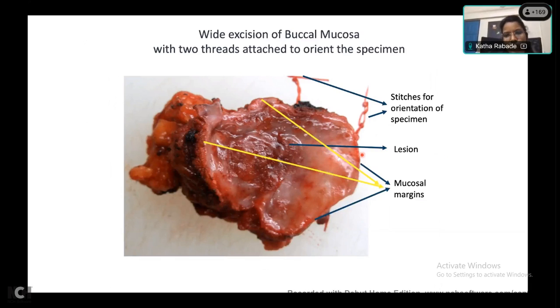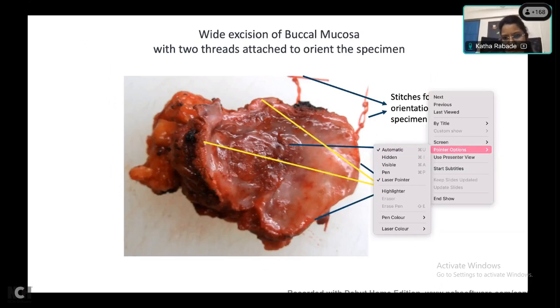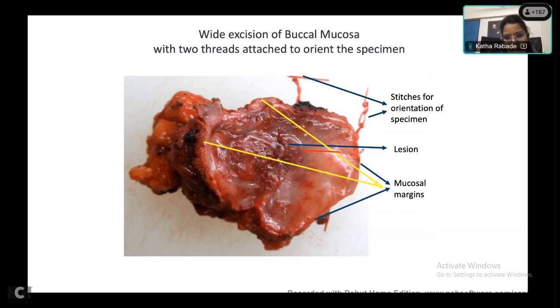So this is the anterior margin. This is the superior margin. This is the inferior margin. And this will be the posterior margin. And on the lateral side, there will be a lateral soft tissue margin.